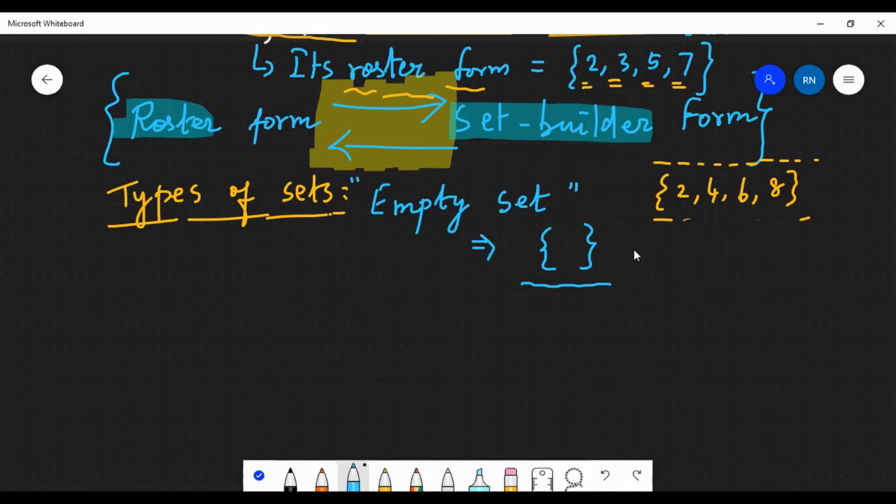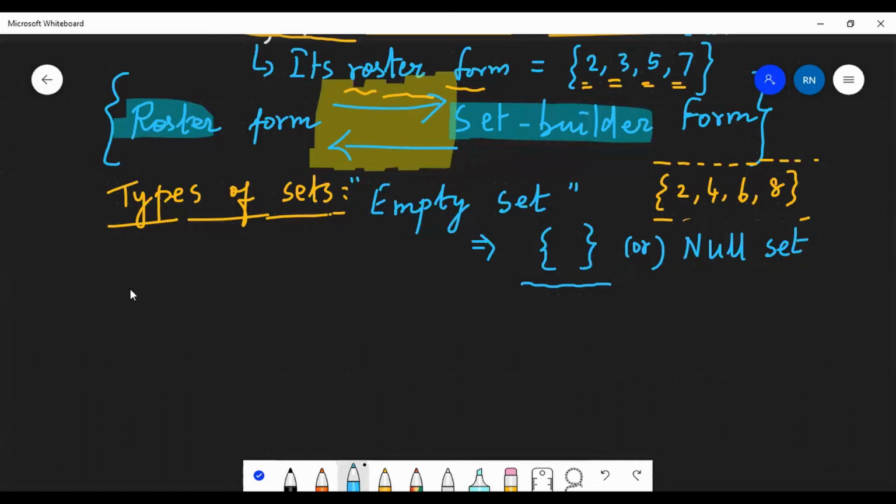The empty set, in other words, is also given another name: null set, N-U-L-L. Empty set or null set. That means a set having no elements, or zero elements. Don't write zero. Number of elements is zero.